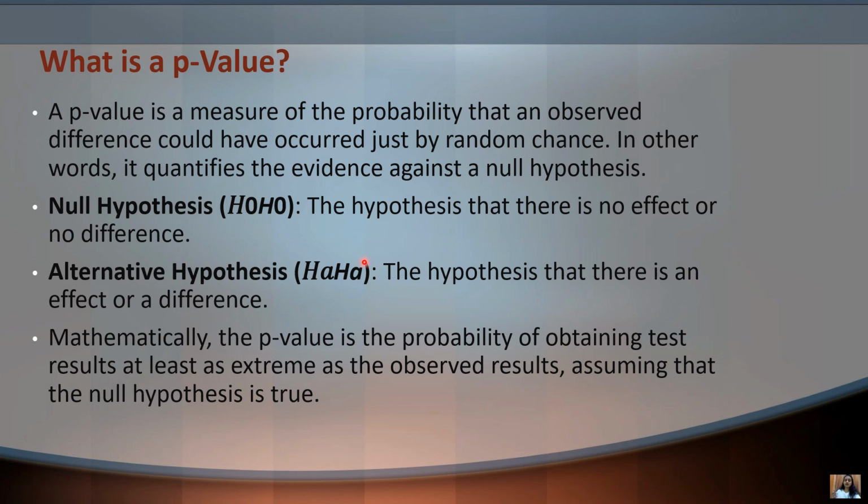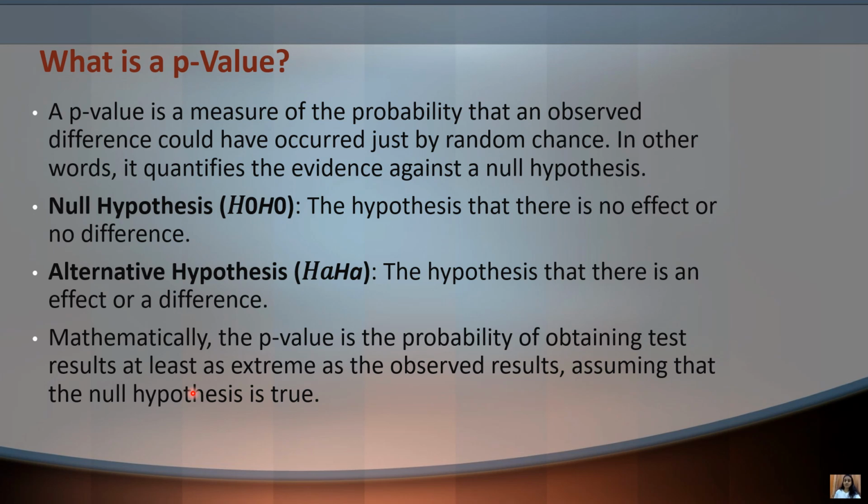Next comes the alternative hypothesis, which is referred to as H alpha: the hypothesis that there is an effect or a difference. So mathematically, the p-value is the probability of obtaining a test result at least as extreme as the observed result, assuming the null hypothesis is true.